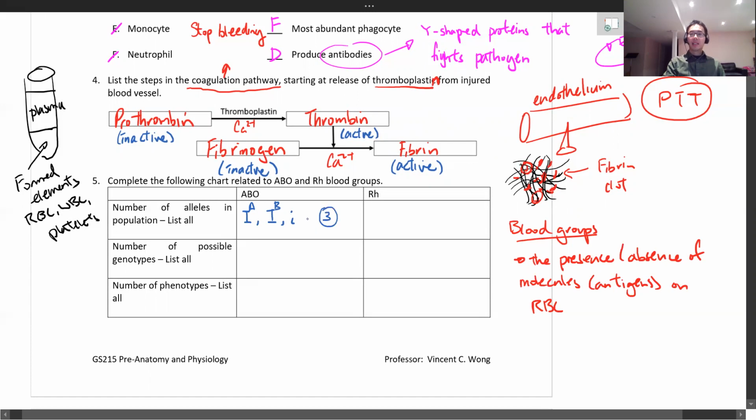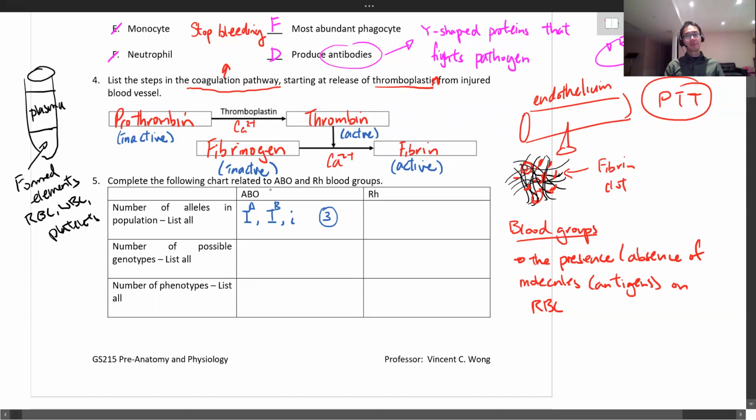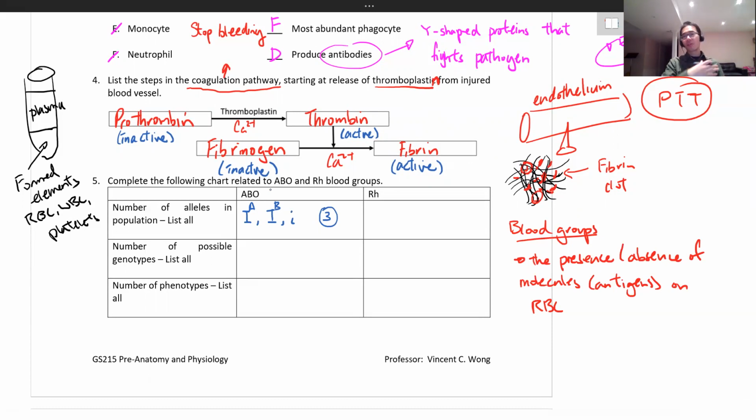Very good. Despite the fact that there are 3 alleles in the human population, each person at most can have how many different alleles? For each person. Okay, so there are 3 out there in the whole population. There's IA, IB, and small i. But for an individual, at most, how many alleles can we have? 2 is correct, right? Because we are diploid, right?